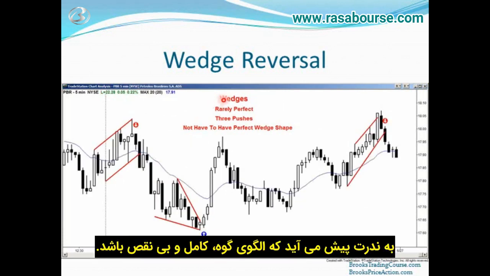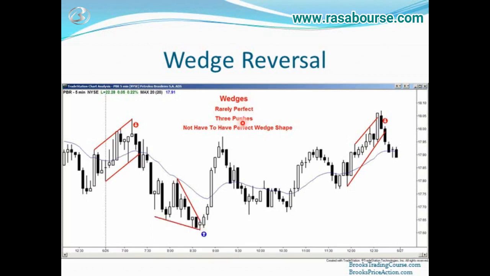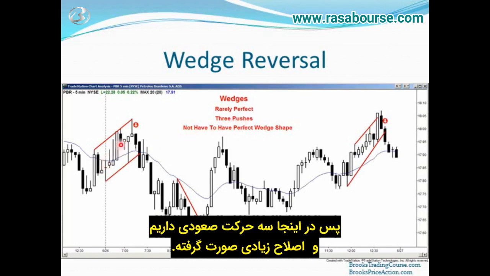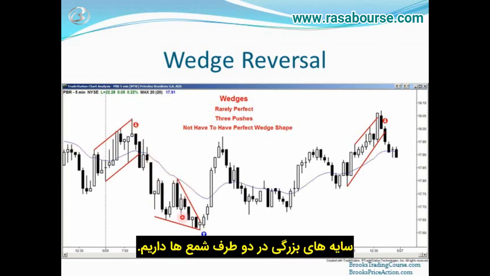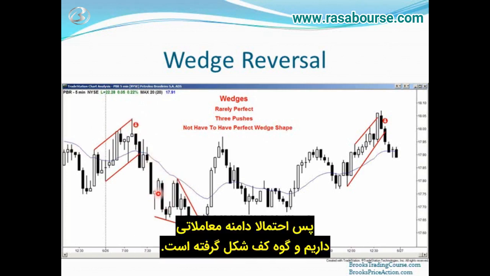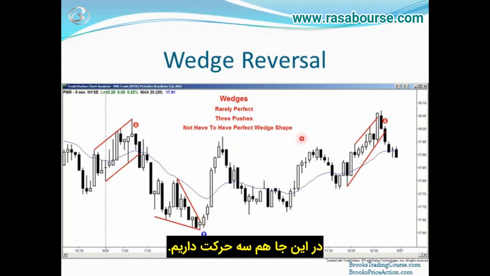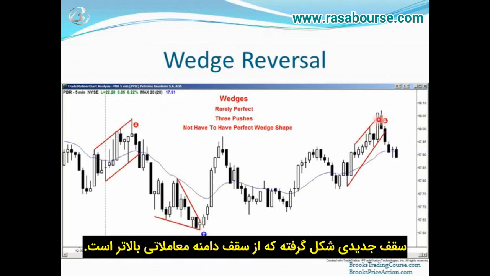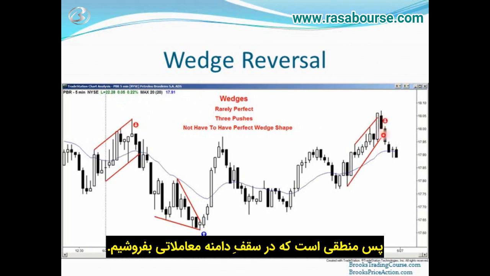Wedges are rarely perfect, and I call any 3-push pattern a wedge, even if it does not have a wedge shape. So we have 3 pushes up here, a lot of trading range behavior, a reasonable short. Again, lots of trading range behavior, lots of buying pressure, very two-sided, prominent tails. So probably a wedge bottom in a trading range. The market continued to grow into a trading range. 3 pushes here, new high above the top of the range, and a bear reversal bar. So a reasonable short at the top of a trading range.